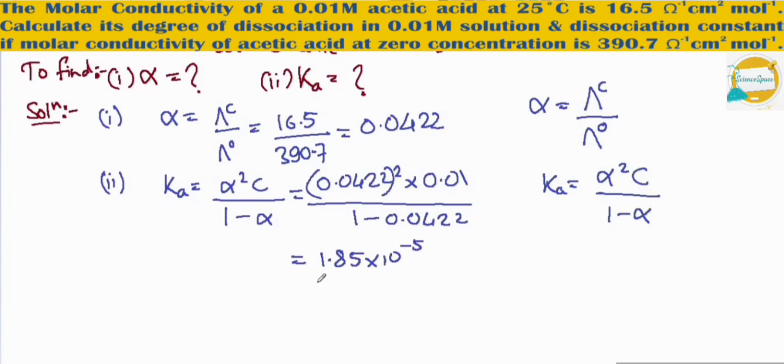This will be the value of the dissociation constant of acetic acid, which will be a unitless quantity, similar to the value of degree of dissociation, that is 0.0422. This will also be a unitless quantity as it is a ratio of two same or similar quantities.